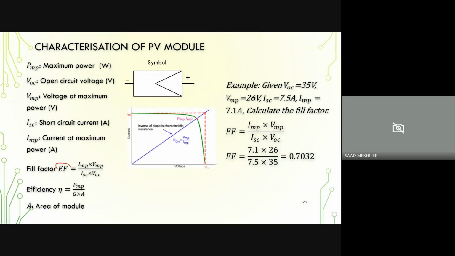The fill factor is very important. To calculate the fill factor, it is actually IMP times VMP divided by short circuit current times open circuit voltage. So this is the maximum. For example, if you have VOC 35, VMP 26, then we can calculate the fill factor. Fill factor is equal to 0.7. So what does this mean? It means the maximum power you can extract from this is around 70% maximum.